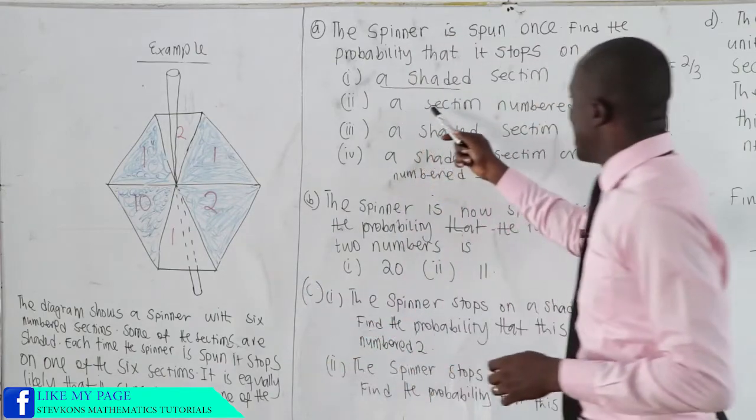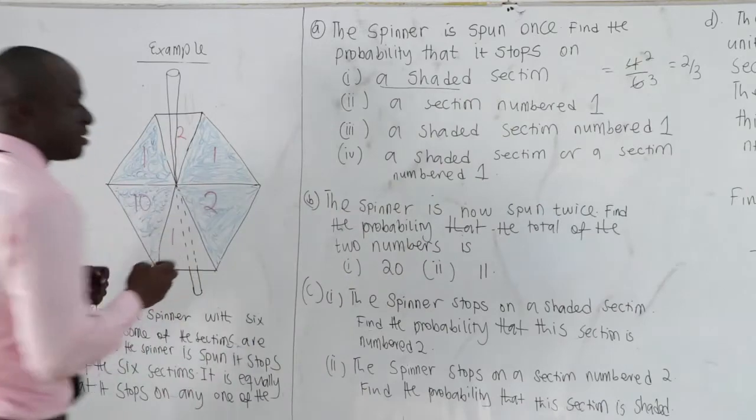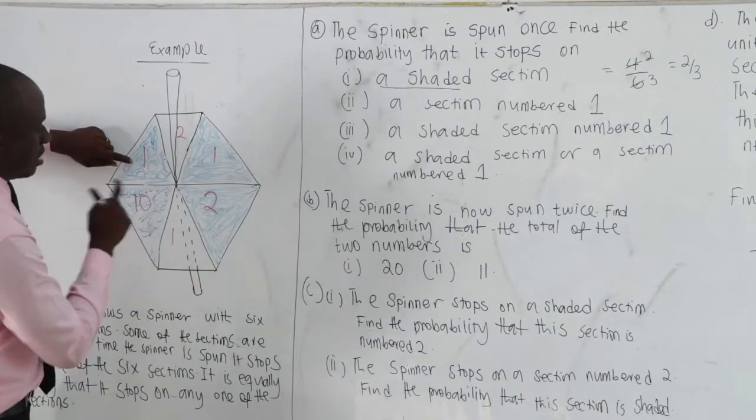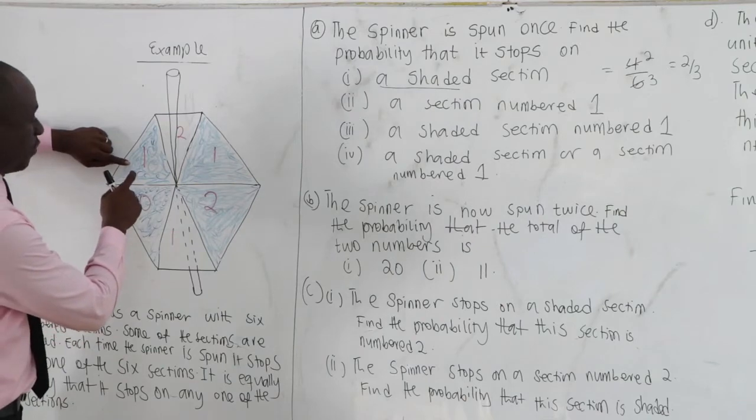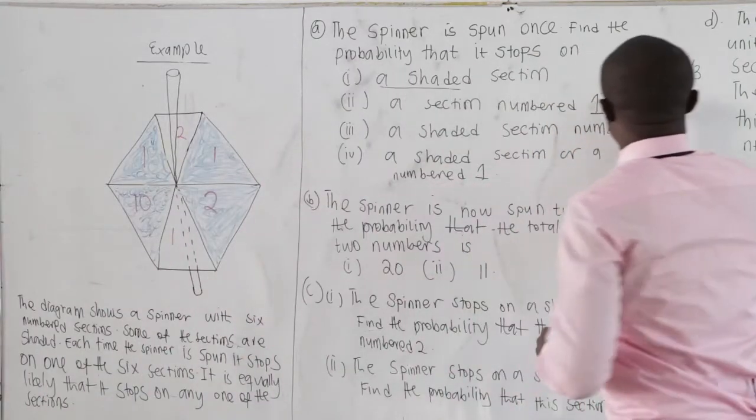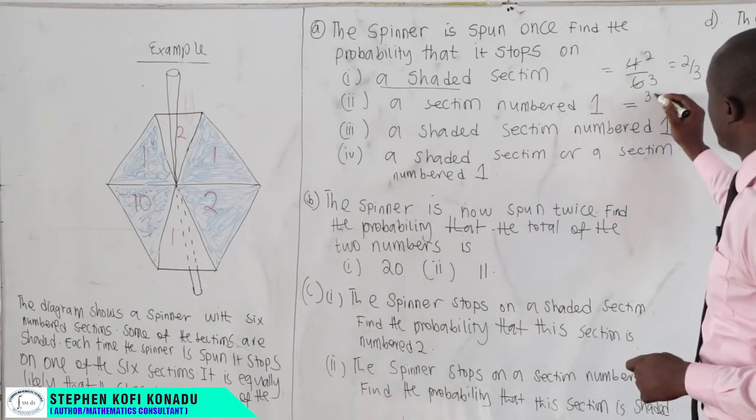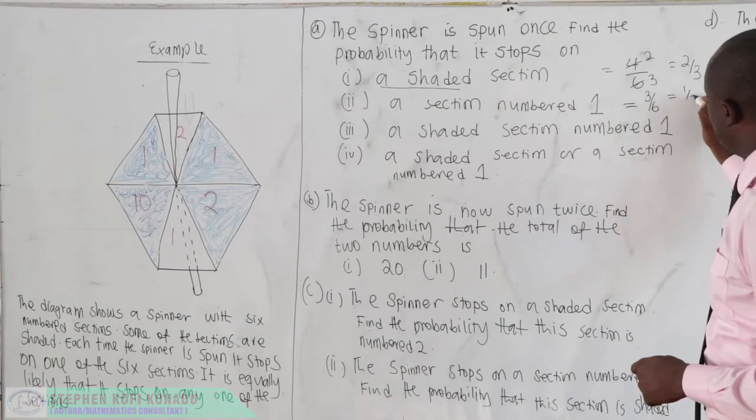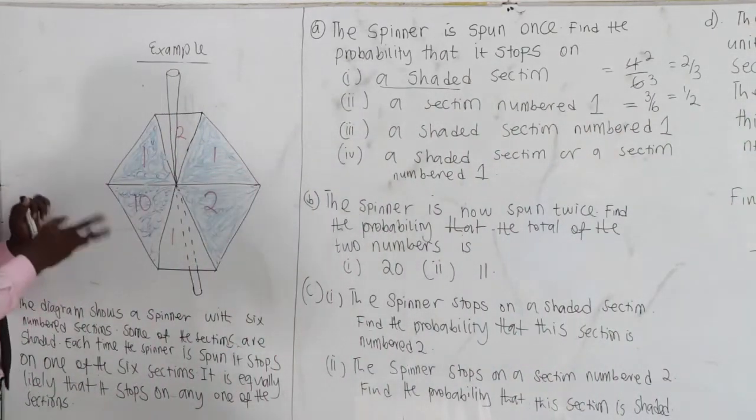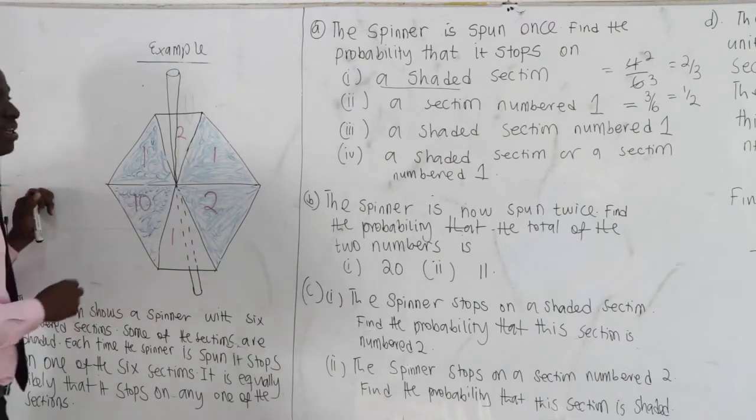The second one says a section numbered 1. So we can see 1, 1, and then 1. So how many? Number of events, that's 1, 2, 3. So for a section numbered 1, the probability will be 3 over 6. And this is the same as 1 over 2.